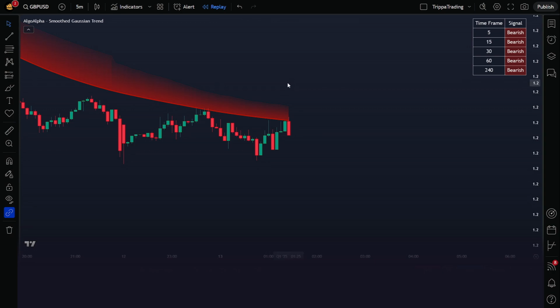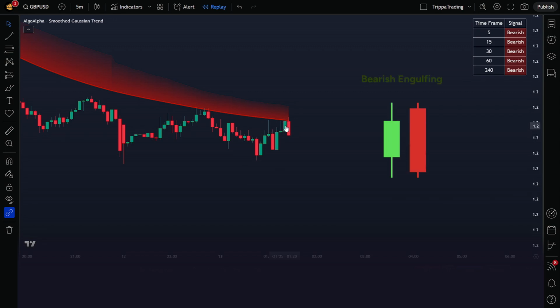For a sell position, simply flip the conditions. The market must be bearish on at least 4 out of 5 time frames. As we can see, the market is bearish on all 5 time frames, which is a very strong signal. Secondly, we can see that the band is red in color. And then the price must pull back to the Gaussian band without closing above it, just like it did here.